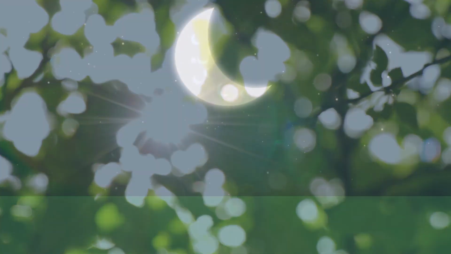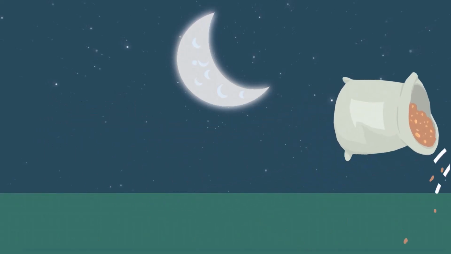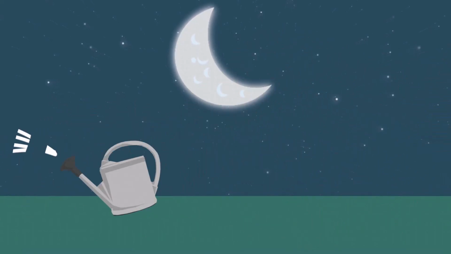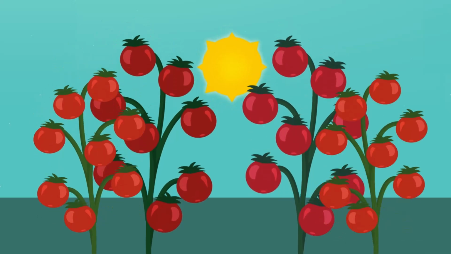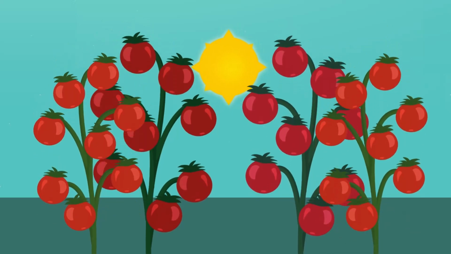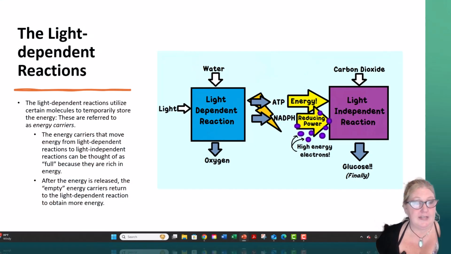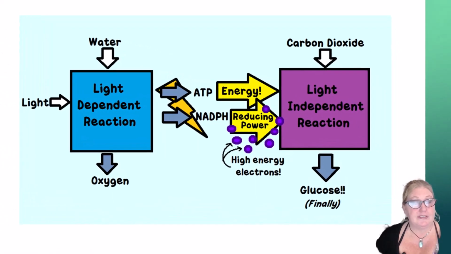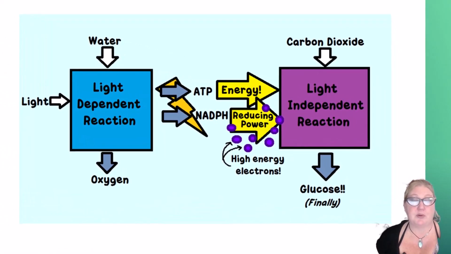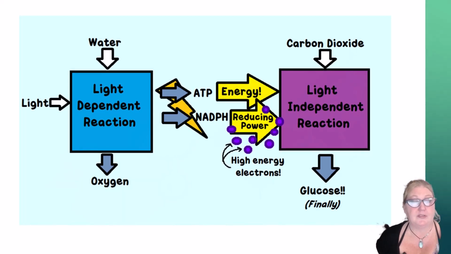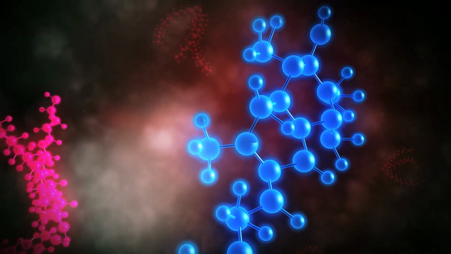In the light-dependent reactions, energy from sunlight is absorbed by chlorophyll, and that energy is converted into stored chemical energy. In the light-independent reactions, or Calvin cycle, the light-dependent reactions drive the assembly of sugar molecules from carbon dioxide. The light-dependent reactions utilize certain molecules to temporarily store the energy. These are referred to as energy carriers.